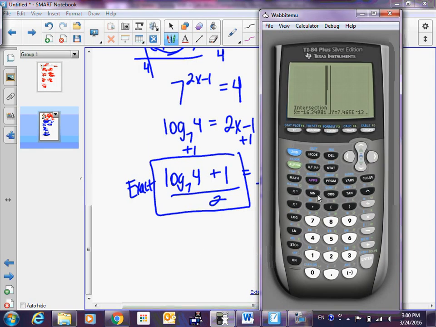And if we want to get the approximate answer, how do we do log base 7 of 4, by the way, in our calculator? Log of 4 divided by log of 7. Notice that I'm closing parentheses. Okay, and then I'm going to add 1. And you could do this all in the same step. I'm just kind of breaking it up. And then we divide that by 2. So 0.856.